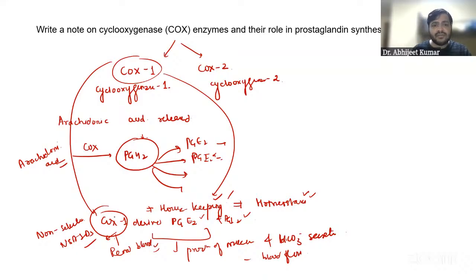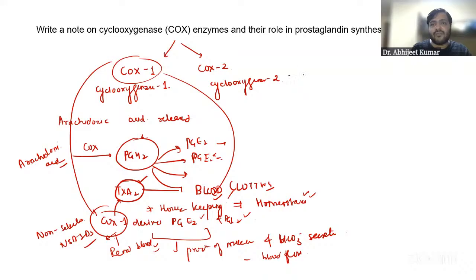Now, COX-1 is also responsible for the production of thromboxane A2 in platelets, right? Now, it will promote what? Platelet aggregation and vasoconstriction, which is very, very important for blood clotting.